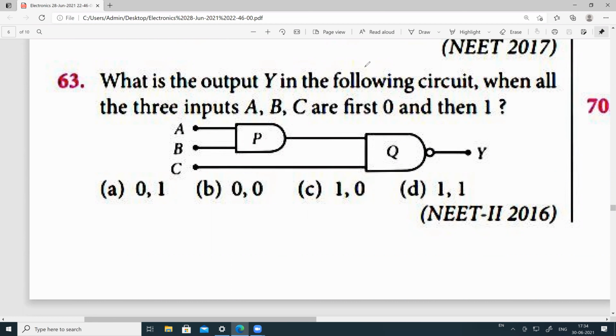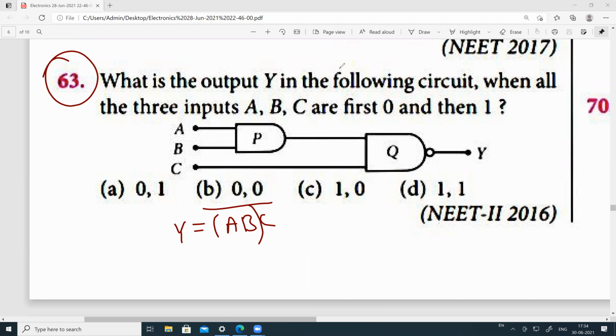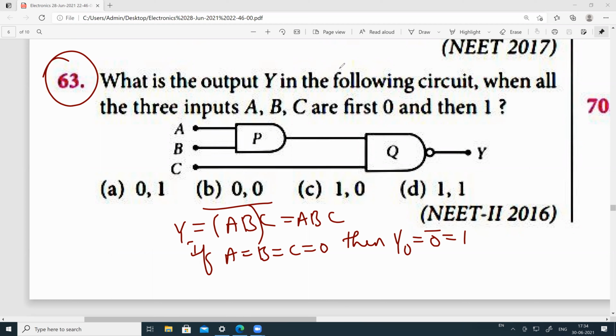So here for 63rd one, Y is equal to (AB bar) into C, which is ABC we are writing. So if A is equal to B is equal to C, that value is 0, then the output Y naught is 0 bar, which is equal to 1. If A is equal to B is equal to C, that's equal to 1, then Y1 is equal to 1 bar, that value is 0. Therefore, C1 is the right answer, that is 1, 0.